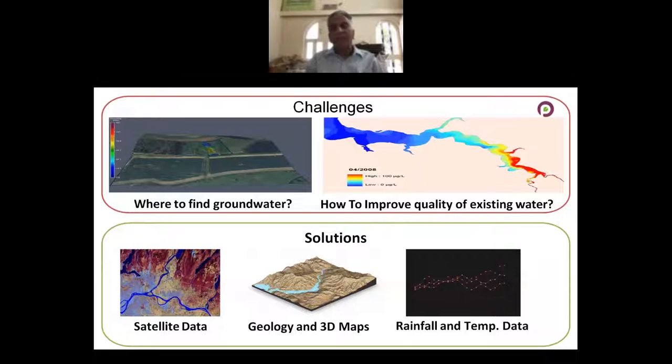One source is the satellite data, which gives you the landform and formations and ground truths. Equally important are the geology and three-dimensional mapping of the resources. And then the rainfall and temperature data of a region.